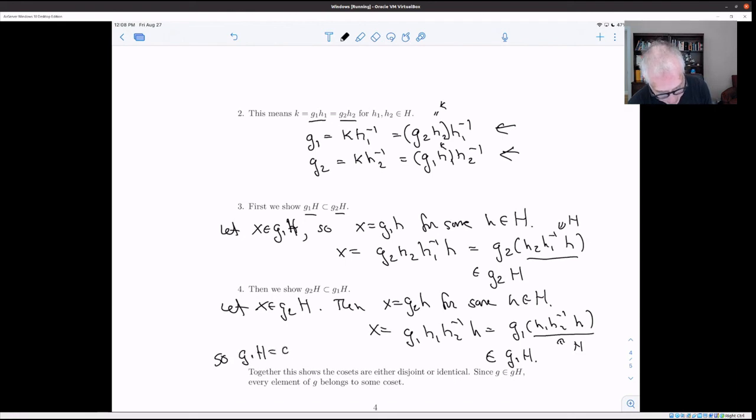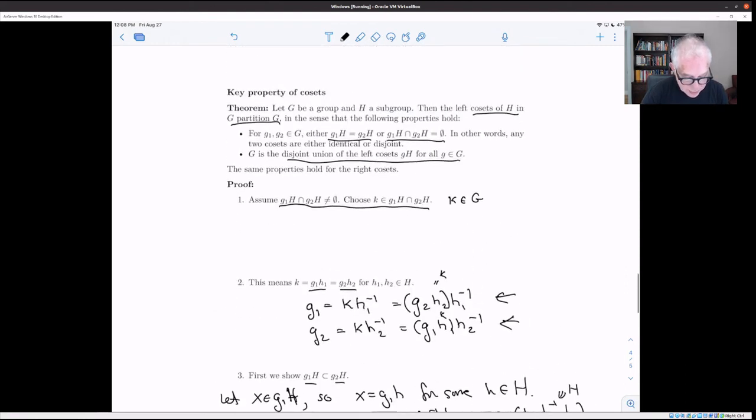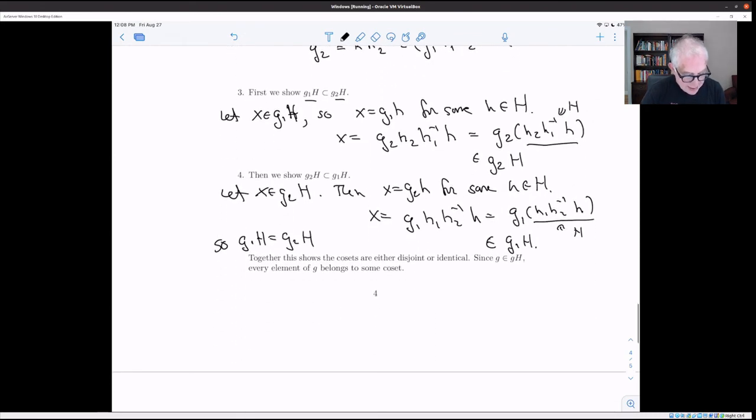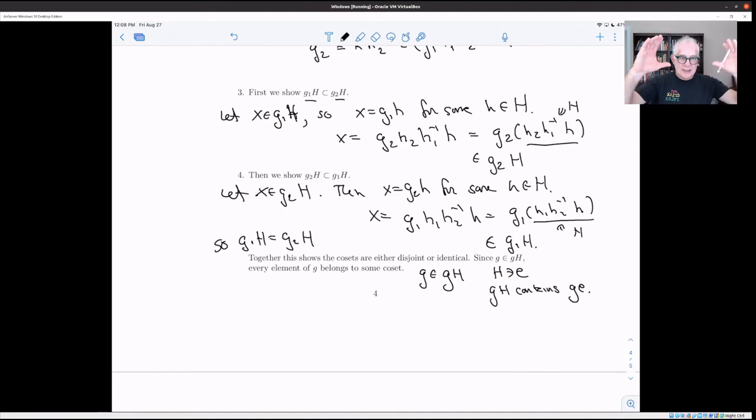So we showed that if we had an element in their intersection, the two cosets were equal. Now we also need to show that every element belongs to a coset, but that's easy to see because g always belongs to gH because H contains the identity element. So gH contains g times the identity element. So every element belongs to a coset. The cosets are disjoint. And this tells us that the cosets fill up the entire group in this nice way.